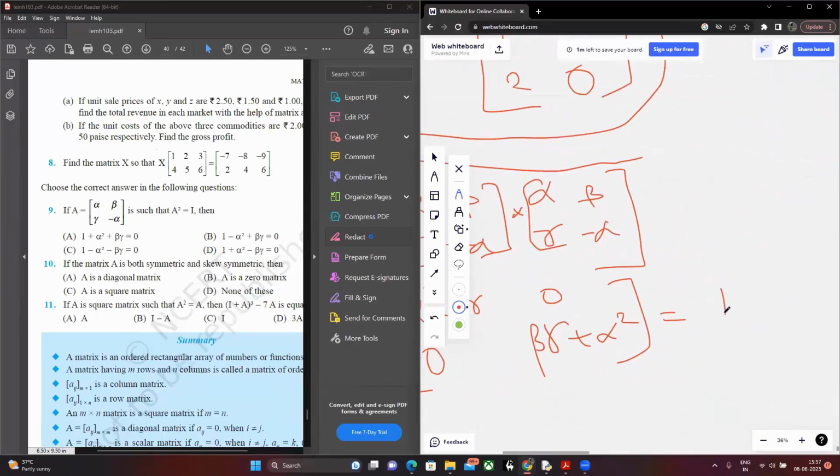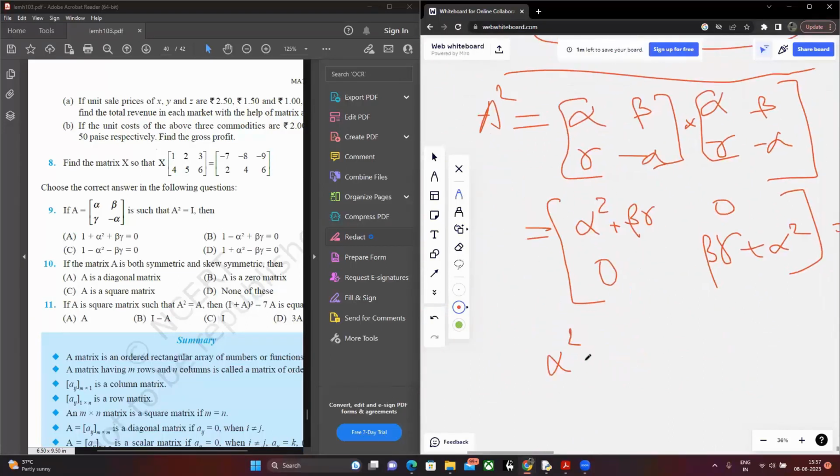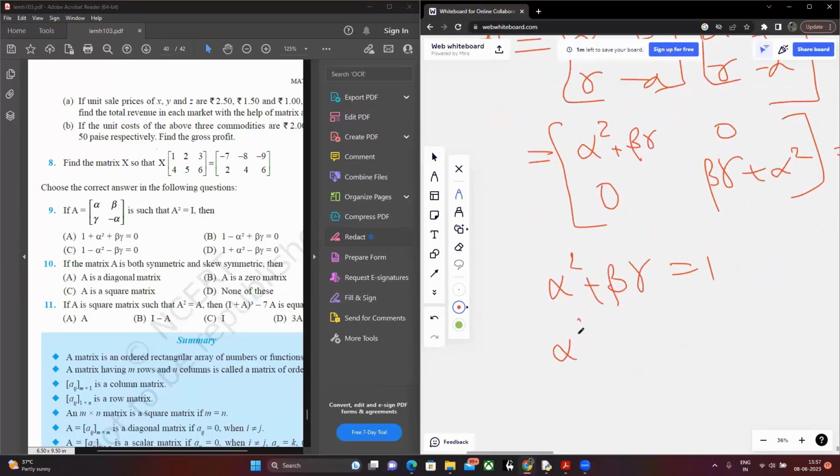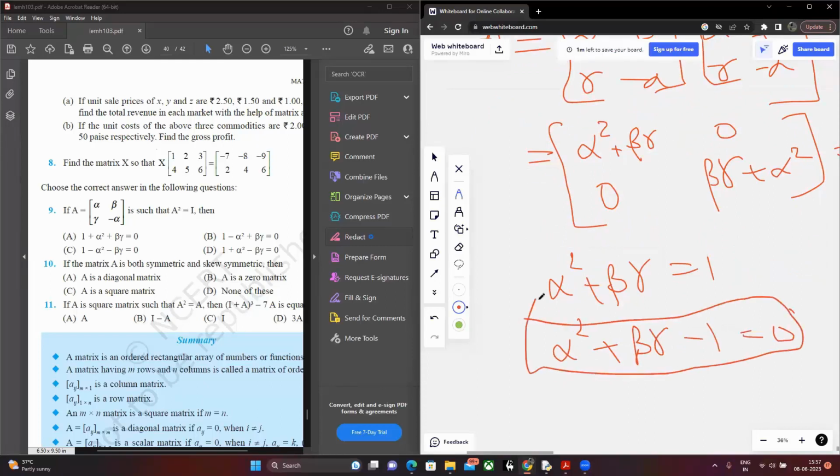This is going to be equal to I, that is [[1,0],[0,1]]. Therefore, alpha square plus beta gamma is going to be equal to 1. Or alpha square plus beta gamma minus 1 is going to be equal to 0. That is the required equation, right? Or you can write 1 minus alpha square minus beta gamma is going to be equal to 0.